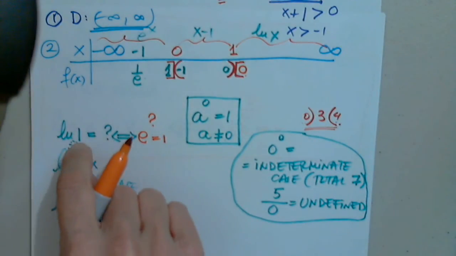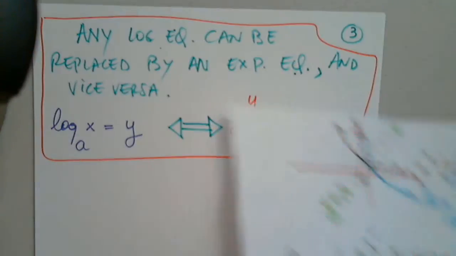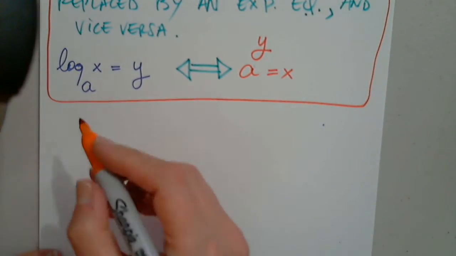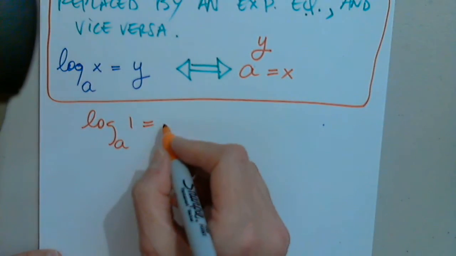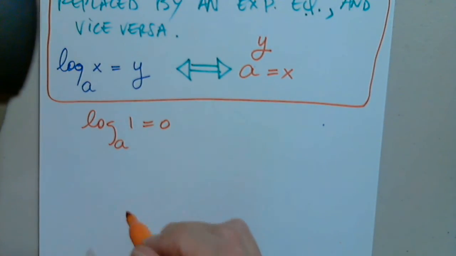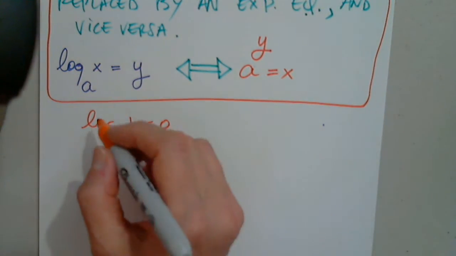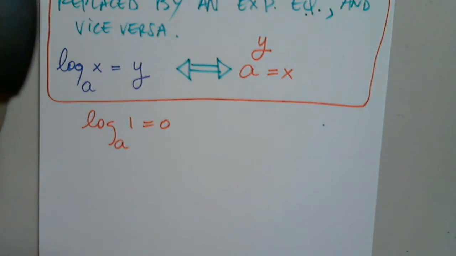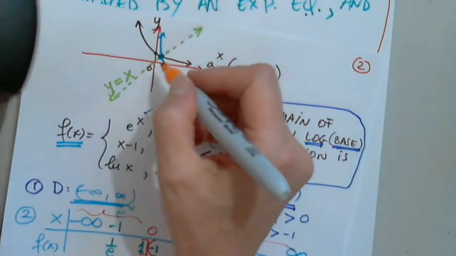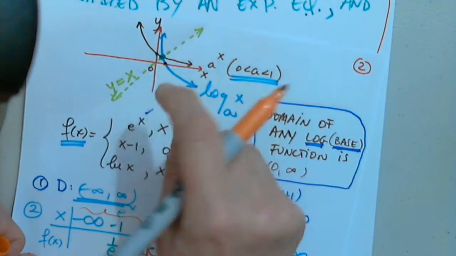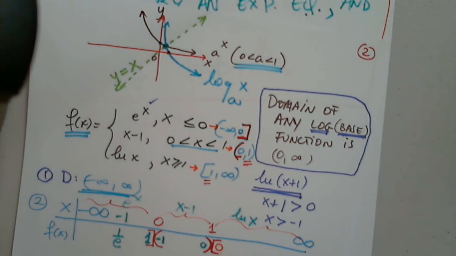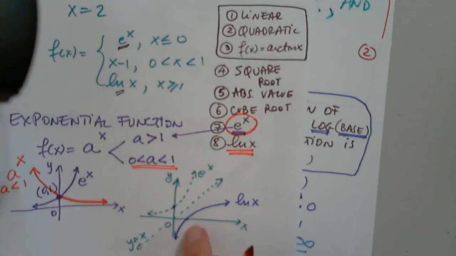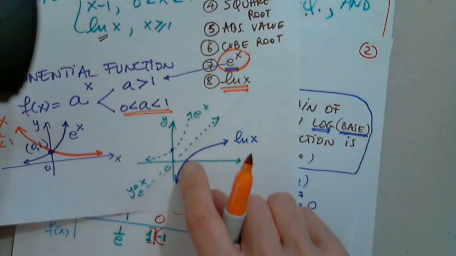So natural log of 1 in any base is 0. I meant to say log in any base of 1 is 0. If it's natural log or log base 10 or 5 or 3 or 1/2, it doesn't matter. Log applied to 1 is always 0. Why? It's this point here. Log, natural log applied to 1 is 0.